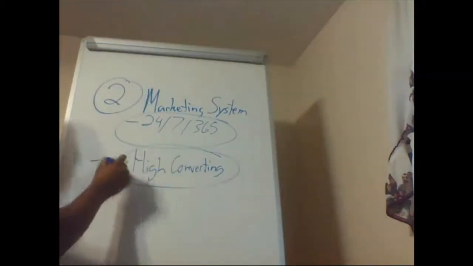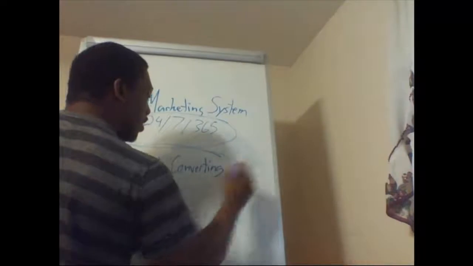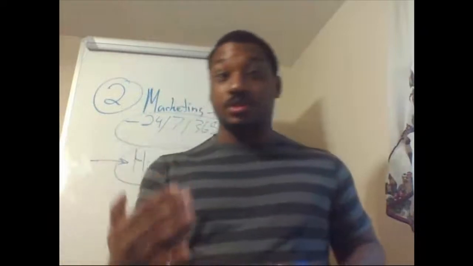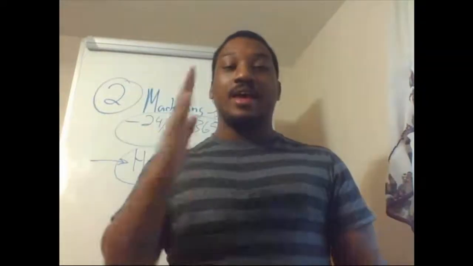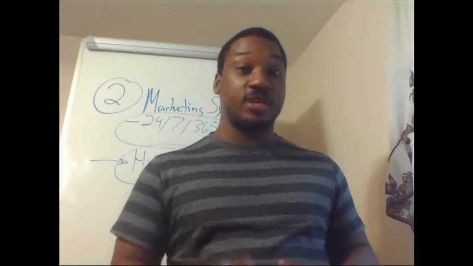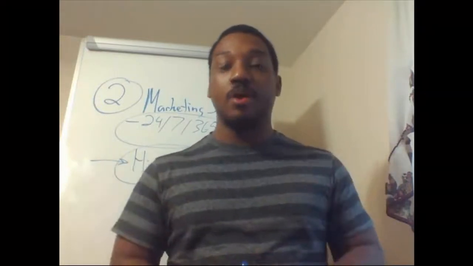Now, what does this mean right here? Because this is super important. This is how you create autopilot wealth. This is how you go out and have commissions on demand. You want to know how to start having commissions on demand? Have a high converting marketing system that operates for you 24 hours a day, 7 days a week, 365 days a year, right?